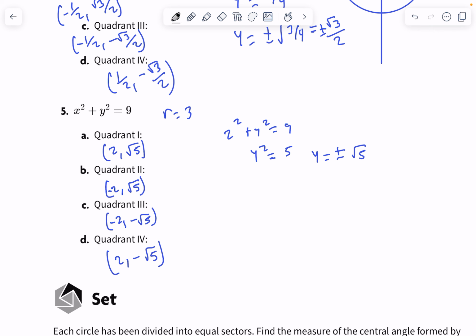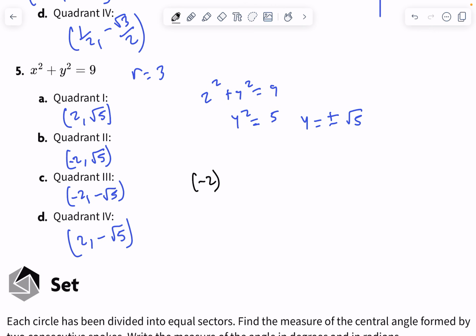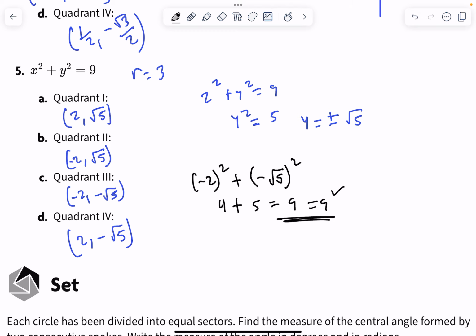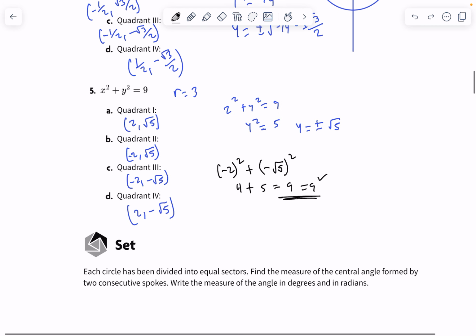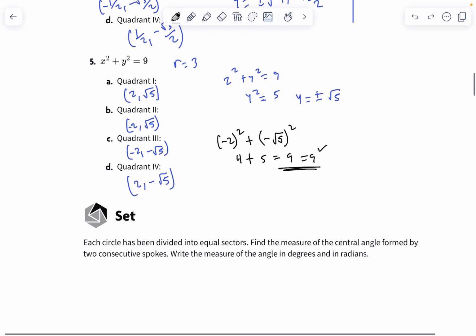Well, you double check your answer. So add negative 2 squared plus negative square root of 5 squared. Okay? Negative 2 times negative 2 is 4. 4 plus negative square root of 5 times negative square root of 5 is going to be 5. Equals 9. It's a true statement. So therefore, my answer here, these 4 points are correct. Okay? That was a lot of work.